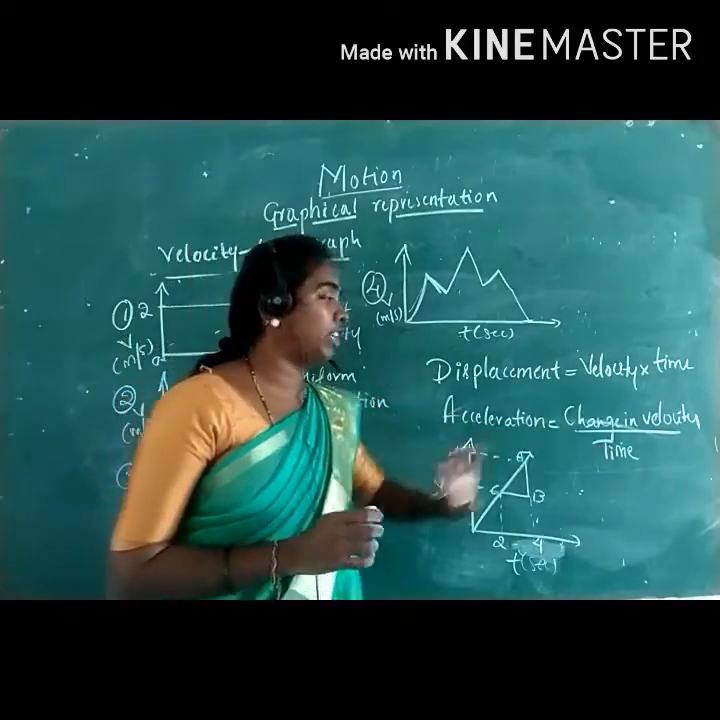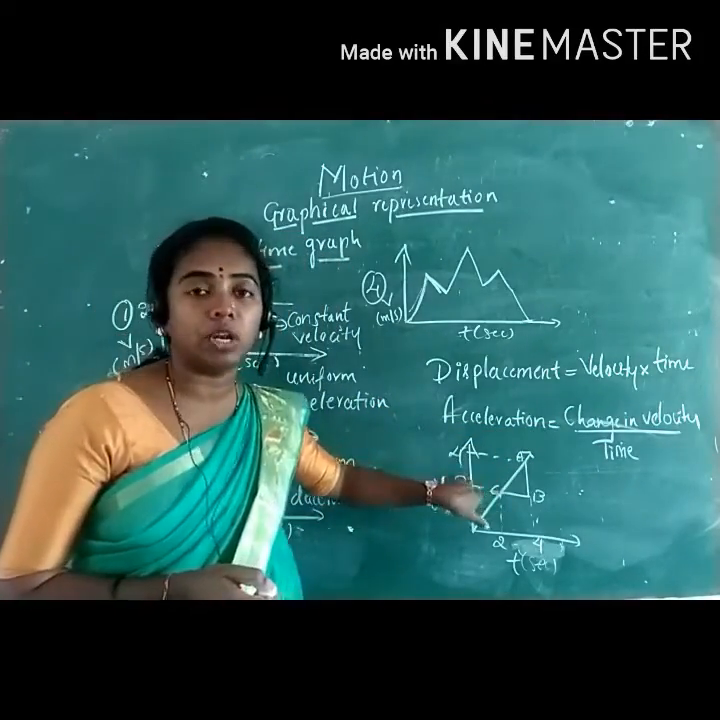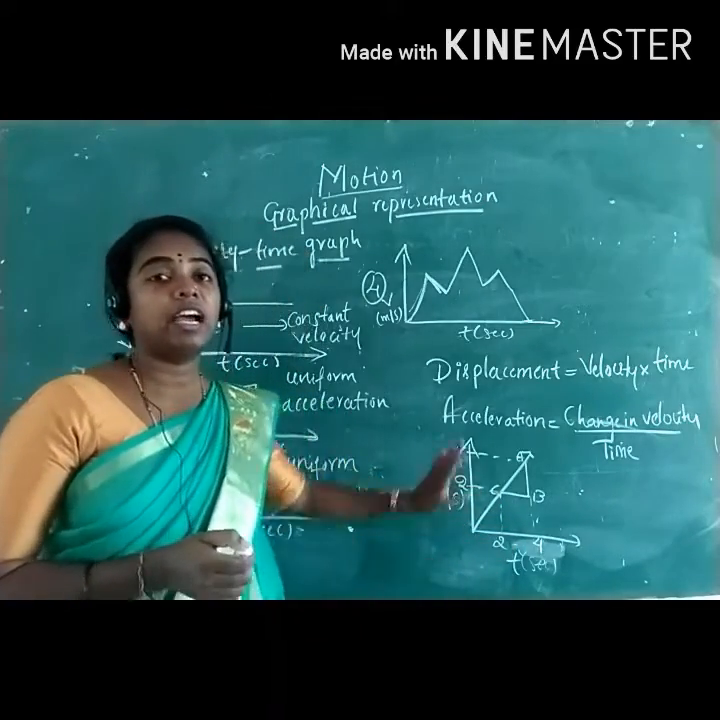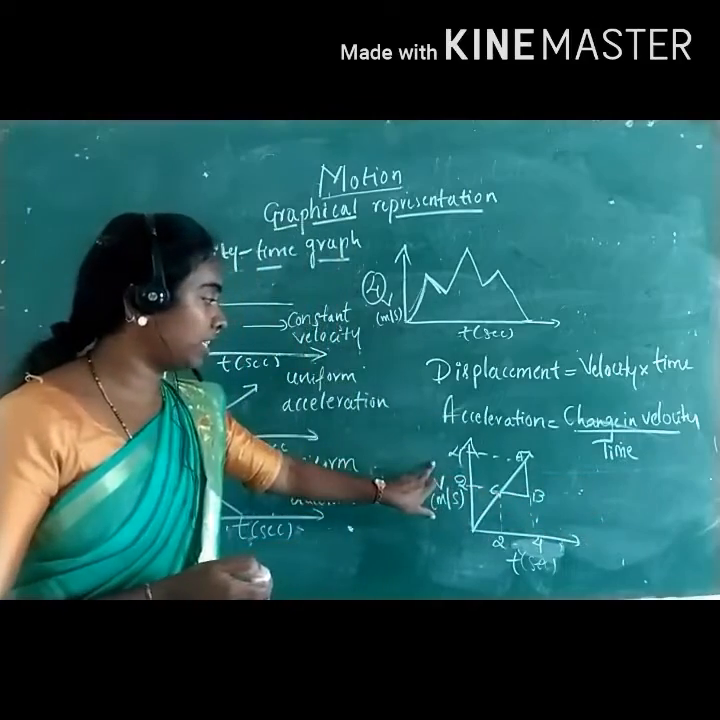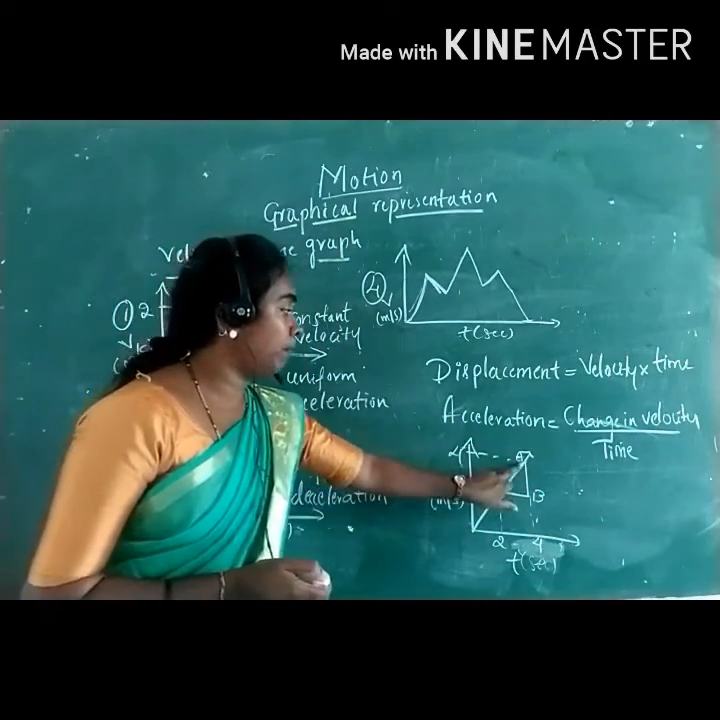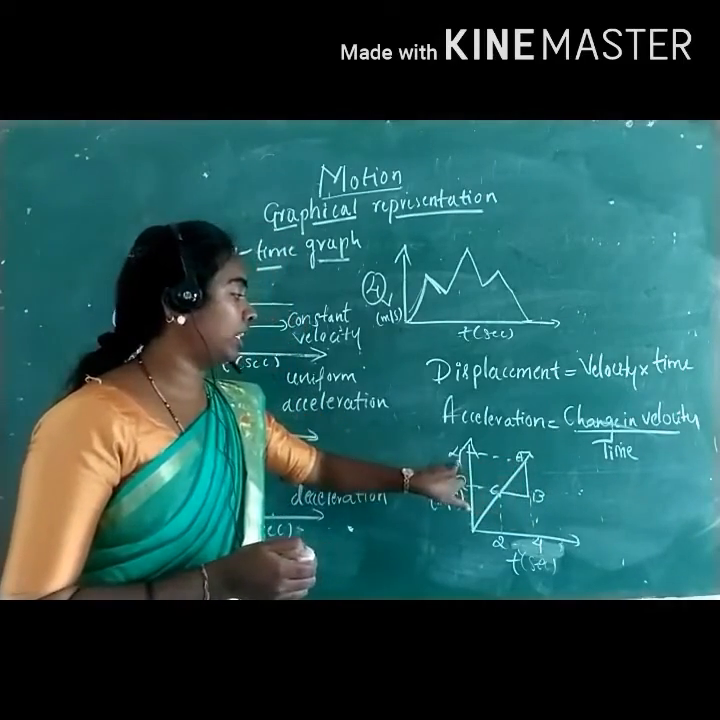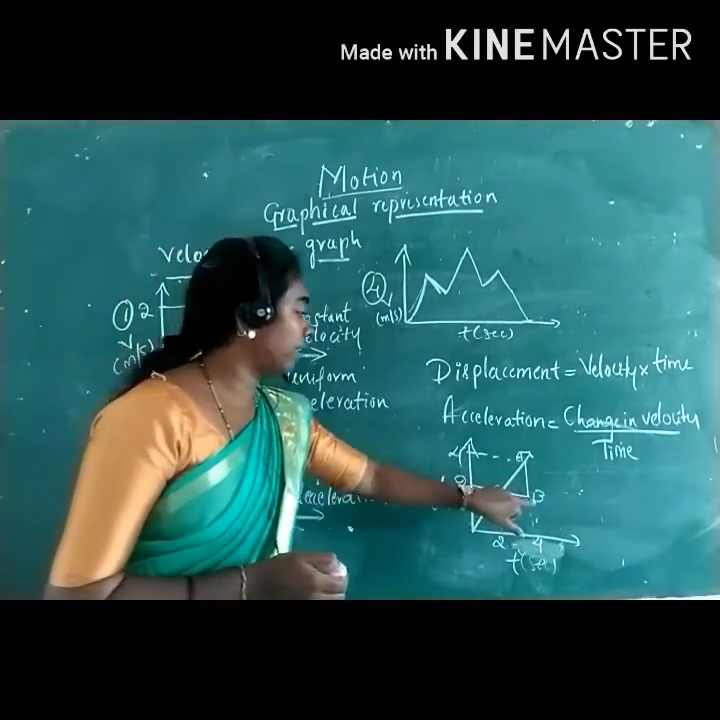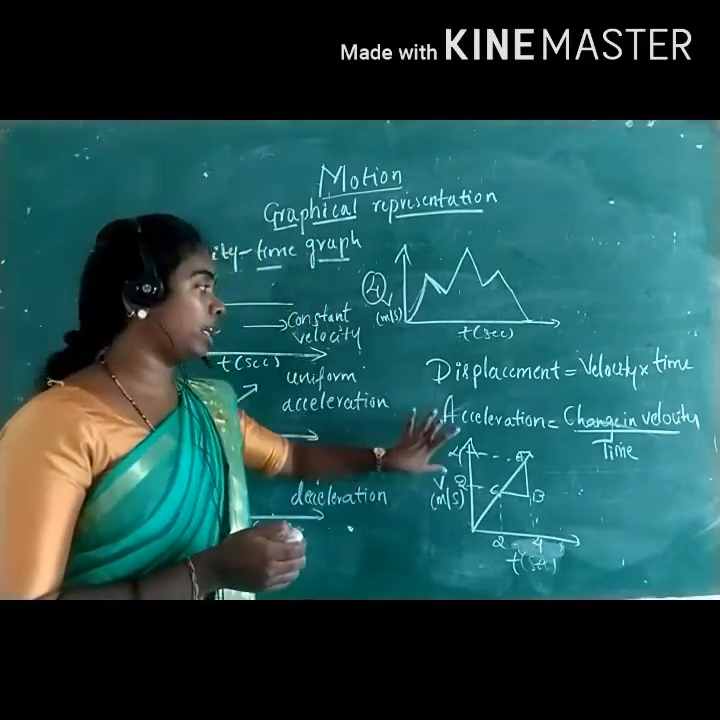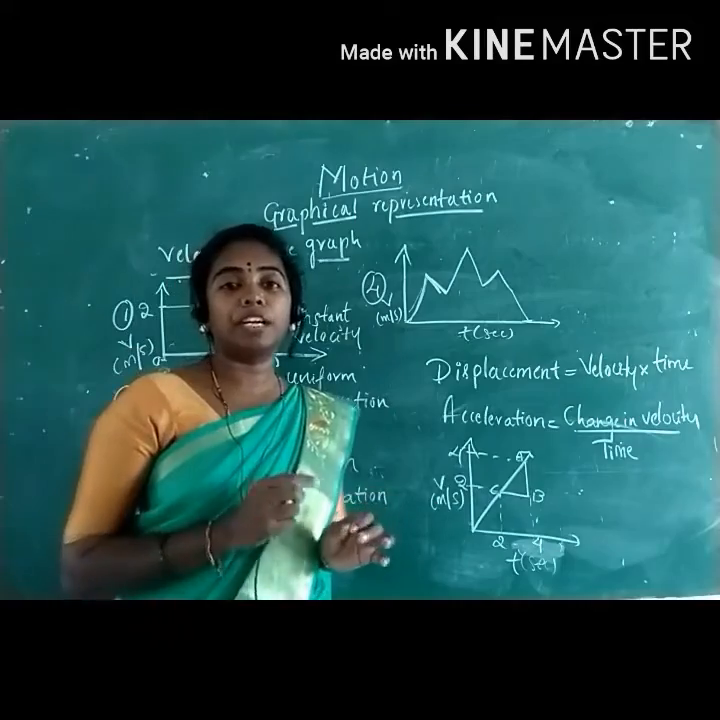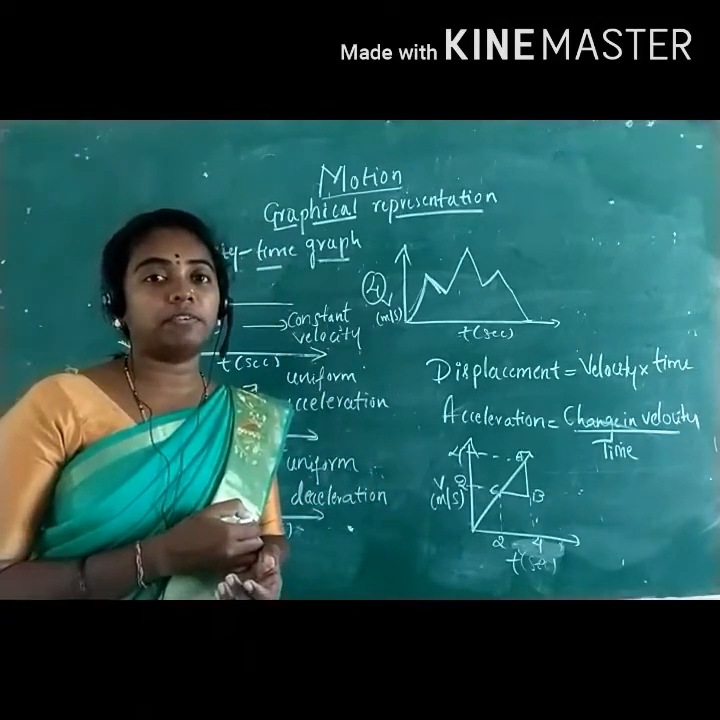Acceleration is given by change in velocity by time. Why? Because from the slope of the velocity time graph we will get acceleration, that is given by change in velocity by time. From this diagram you can observe the slope AB by BC, where AB is velocity, 4 minus 2 is 2, and BC is time, 4 minus 2 is 2. So here acceleration is 1 meter per second square. This is all about the velocity time graph.